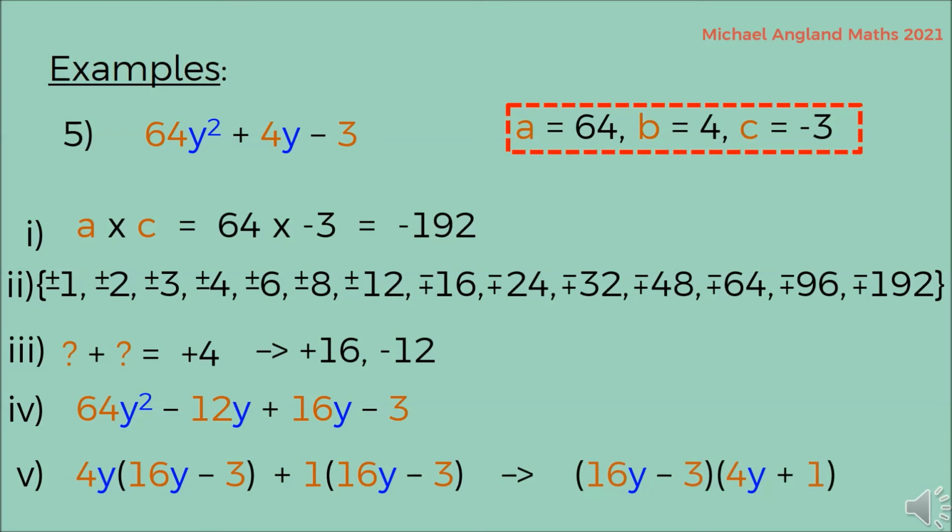Now let's reconstitute that quadratic. First, 16y times 4y, 64y squared. That's what you can see above. So FOIL first, O for outer. 16y times 1, 16y. I for inner, minus 3 times 4y. That's minus 12y. 16y minus 12y plus 4y. That gives us the middle term. And finally, L for last. Minus 3 times 1, minus 3 gives us the last term.